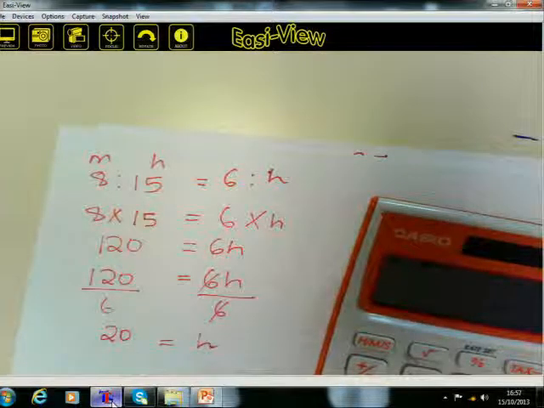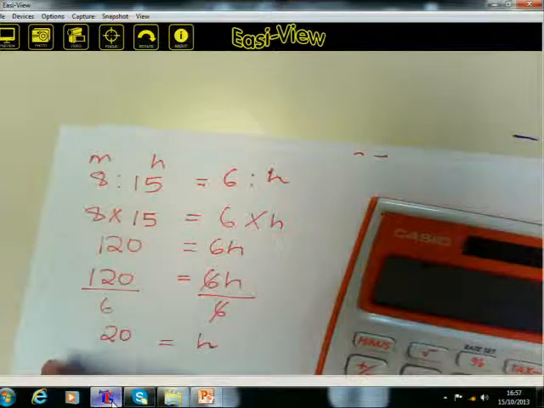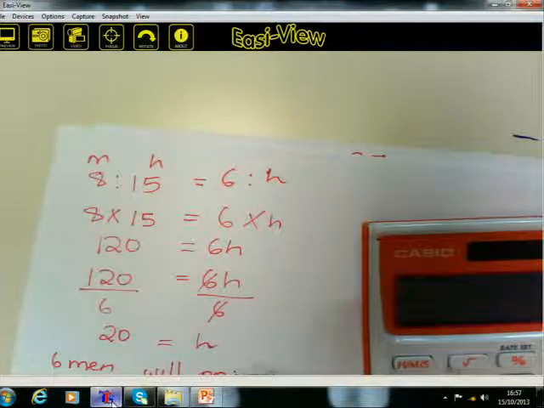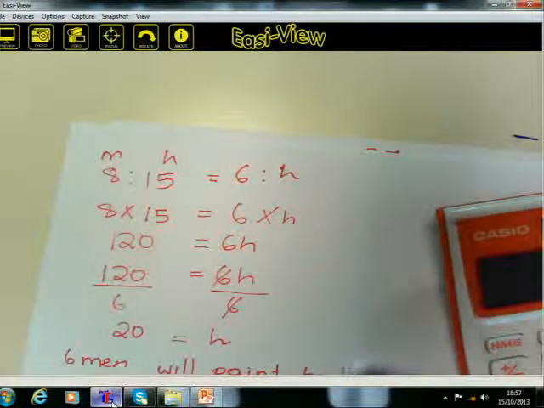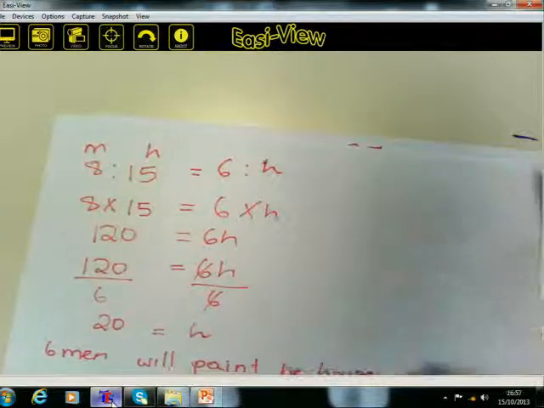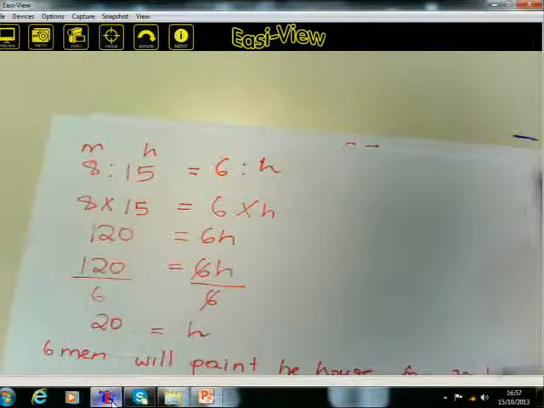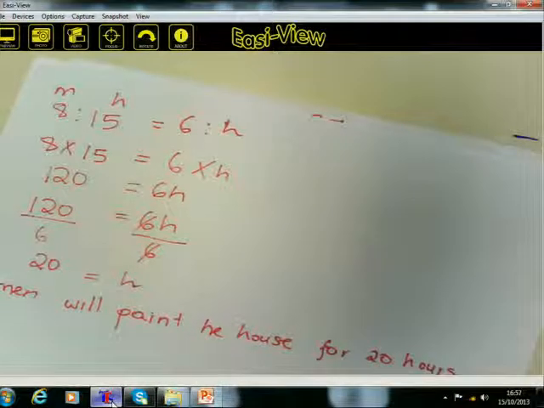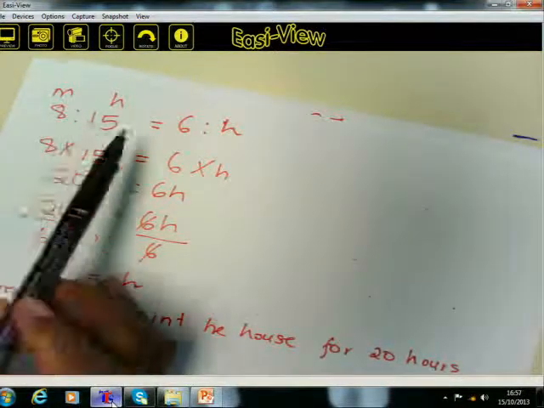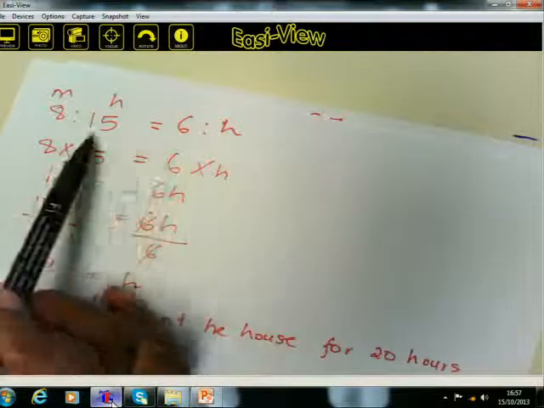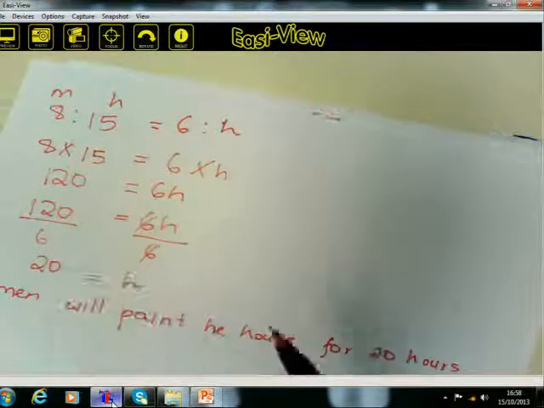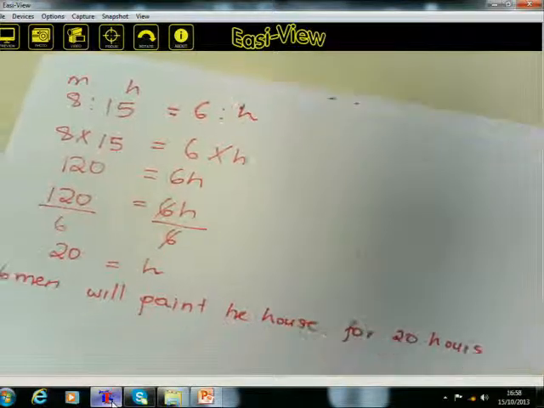So now it means 6 men will paint the house for 20 hours. If you look at this example, you can see that the more men we have, the less time we're going to spend. Here we have 6 men, and then we're going to spend more time. We're going to spend more hours doing that.